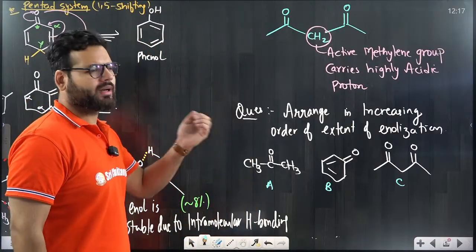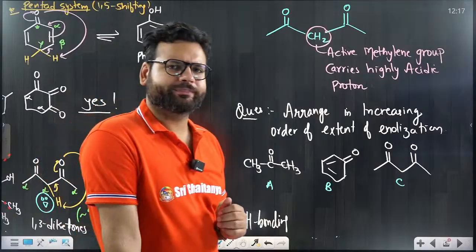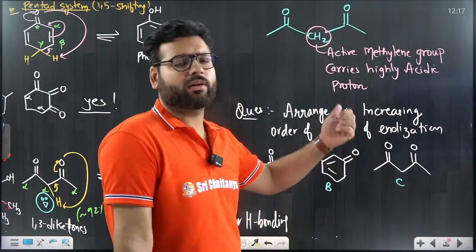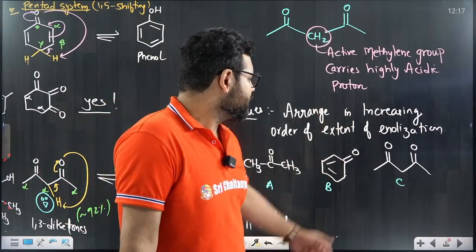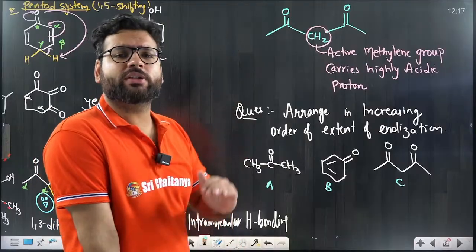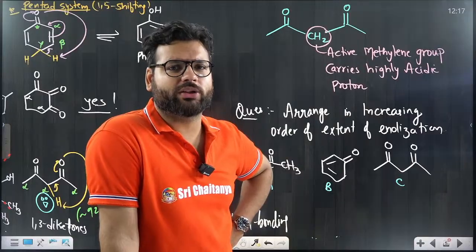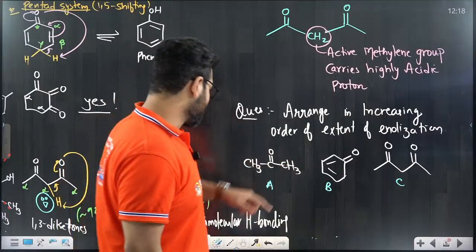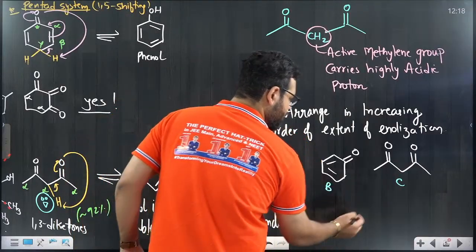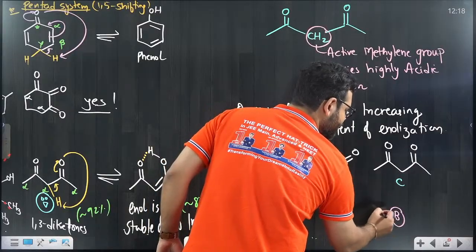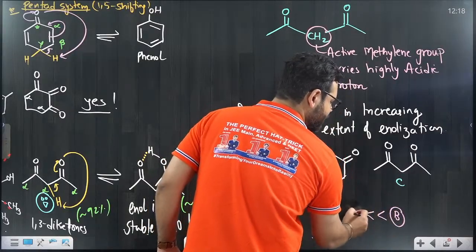So this is a normal ketone. There is nothing special about him. This ketone is not very good because its enol will be very, very good. Its enol will be phenol, which is aromatic in nature. So B will have the maximum enolization, almost 100% enolization.